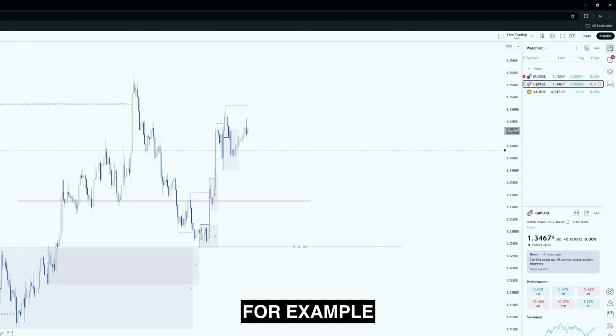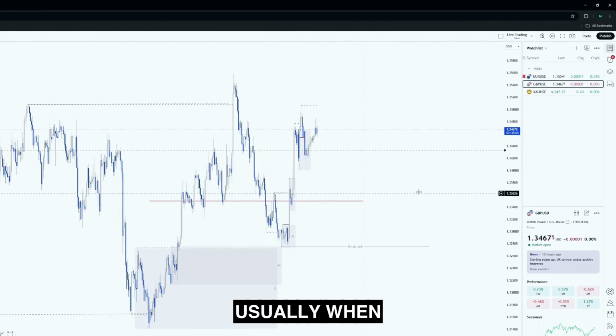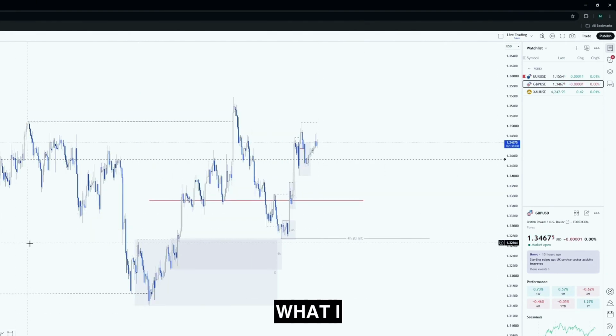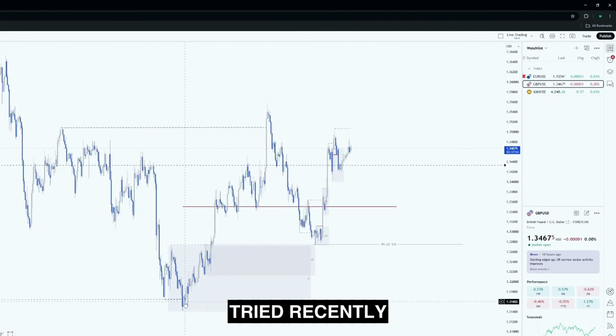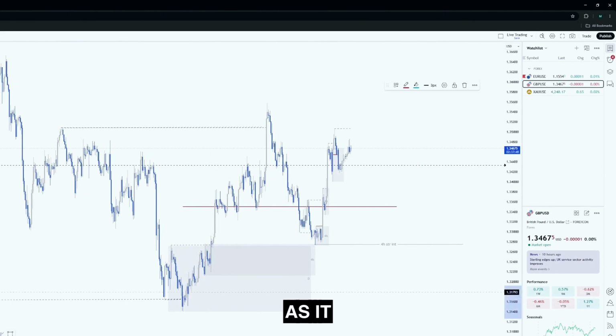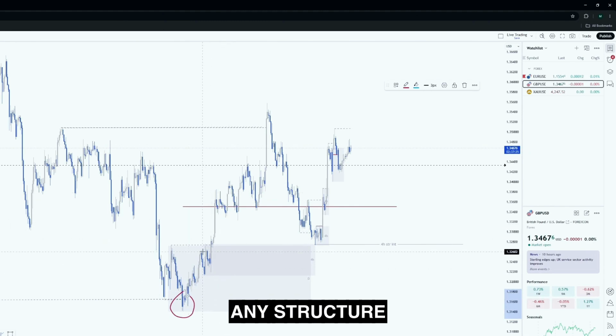So I was trading, for example, GBP USD, and usually when I come to the chart, this is what I expect. I go to the higher time frame. On the higher time frame, we recently took out this low here. As it took out this low, we see that this was the lower low, and then price pulled back and eventually came down to take out this low. But once price took out this low, what am I expecting? I will start to trade as price begins to pull back, and I will not jump into any structure. I will start to trade the internal structure.